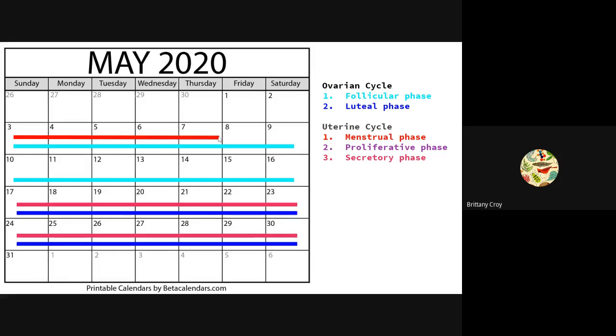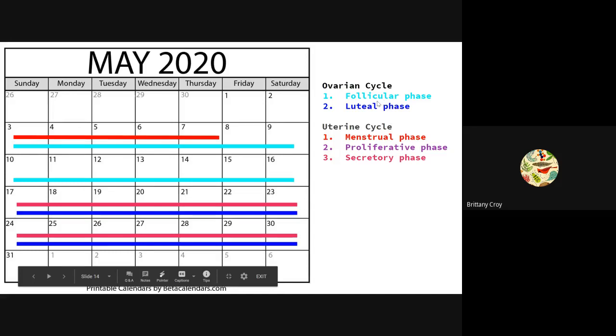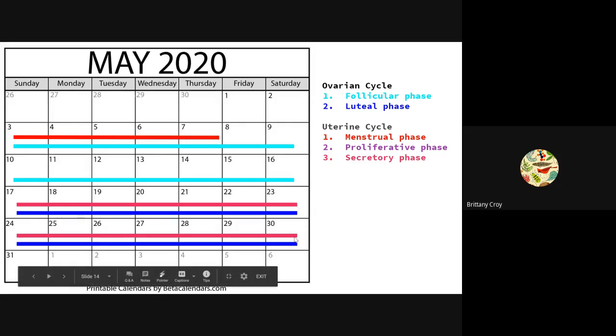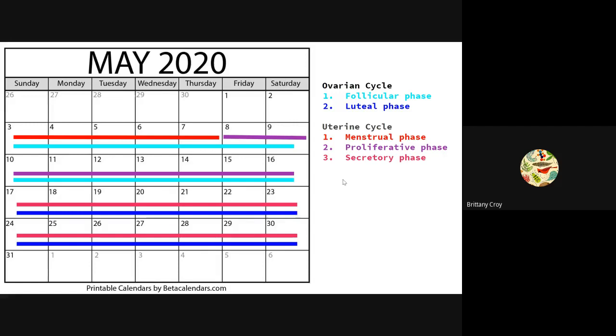And then we know that the secretory phase has to be 14 days long because it occurs at the same time as the luteal phase, which is always 14 days. So I know the secretory phase is the last 14 days. And that means this space in between here is going to be the proliferative phase when the endometrium is rebuilding.